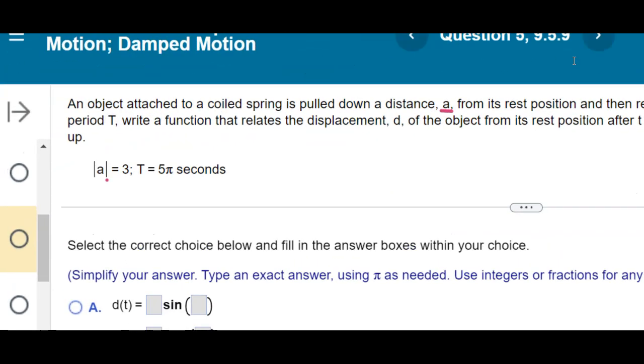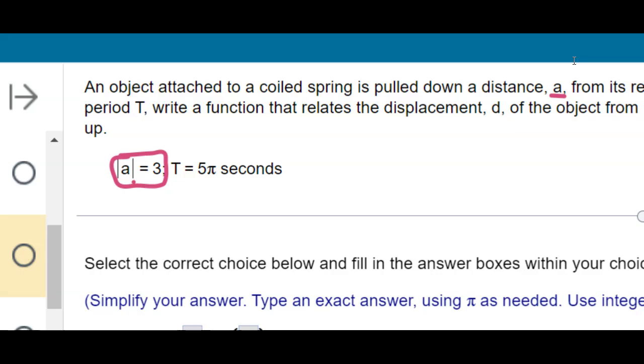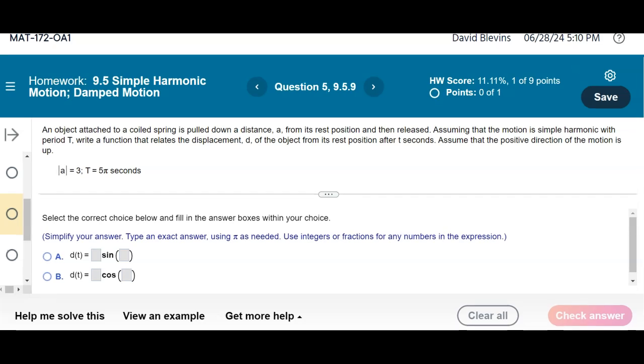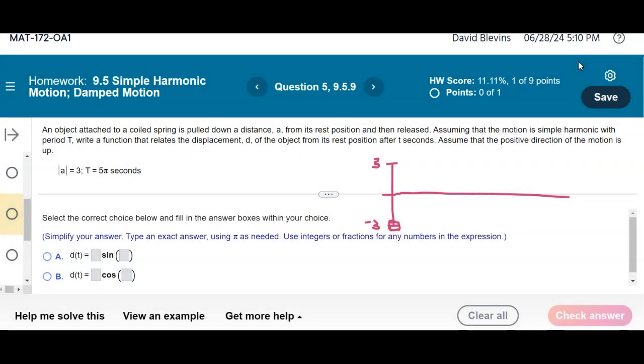This is A. They're telling us the absolute value of A is 3. That's its distance, that's why they're giving us the absolute value. And then it's released, so we start measuring from the moment it's released. Think of this as its rest position, that's like our midline, and this is the distance the thing is. It's being pulled down to -3 units. Technically it's over here at time t equals 0.